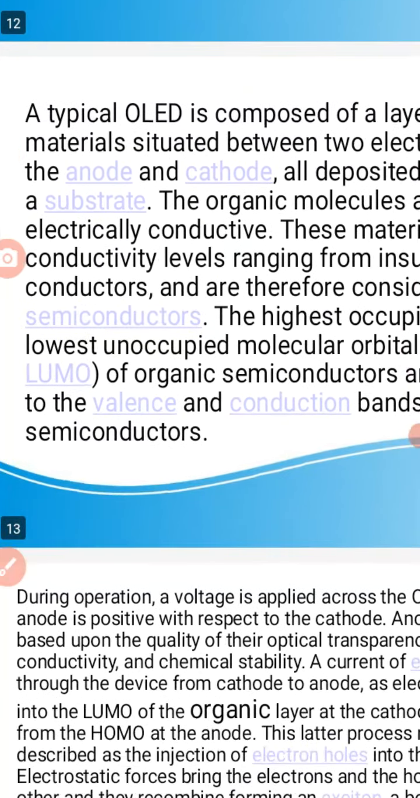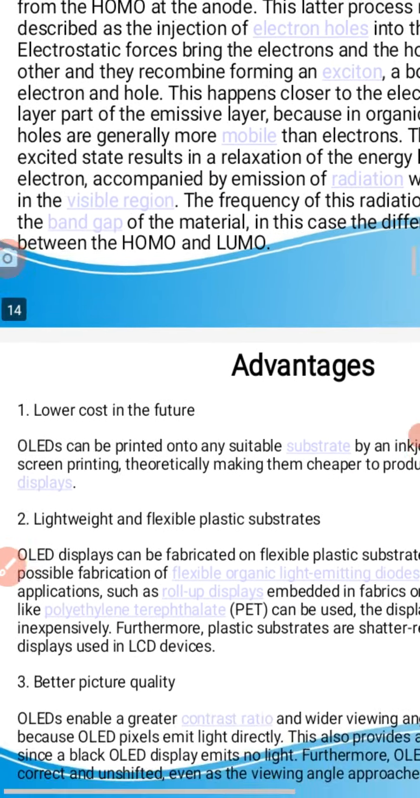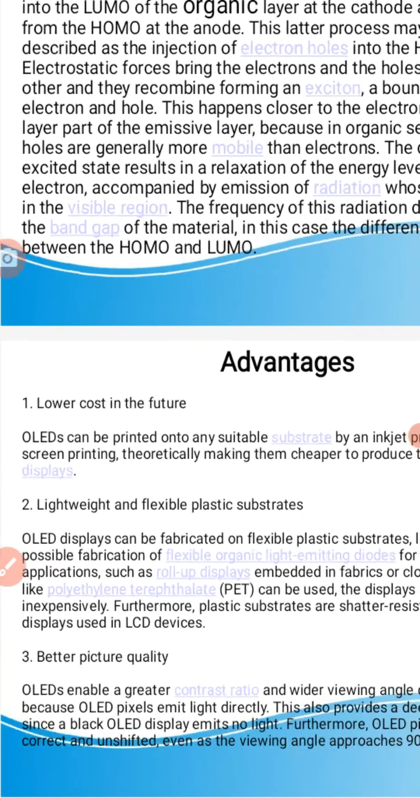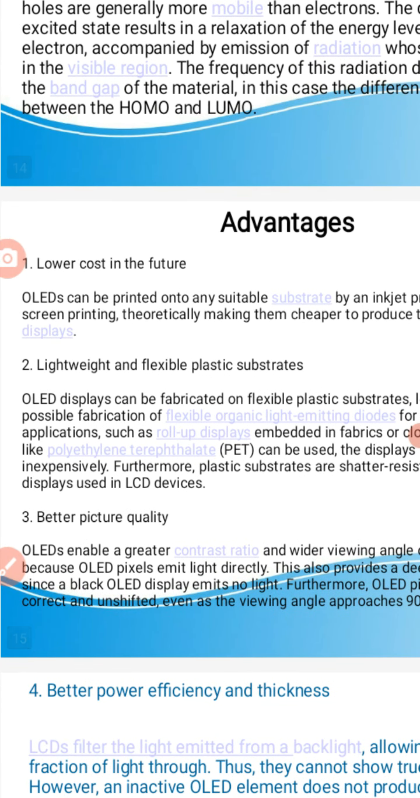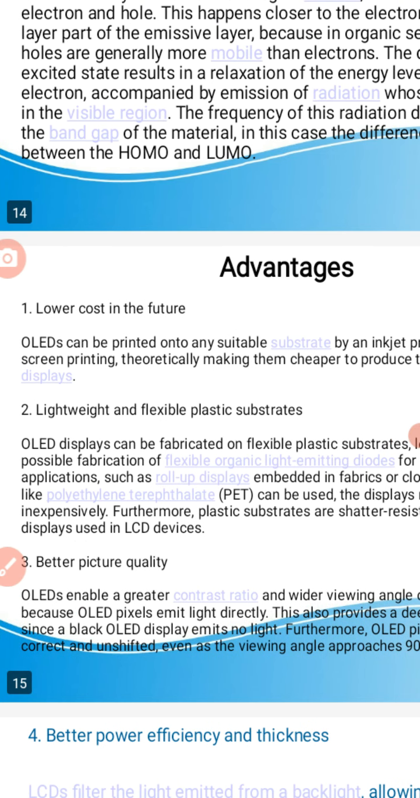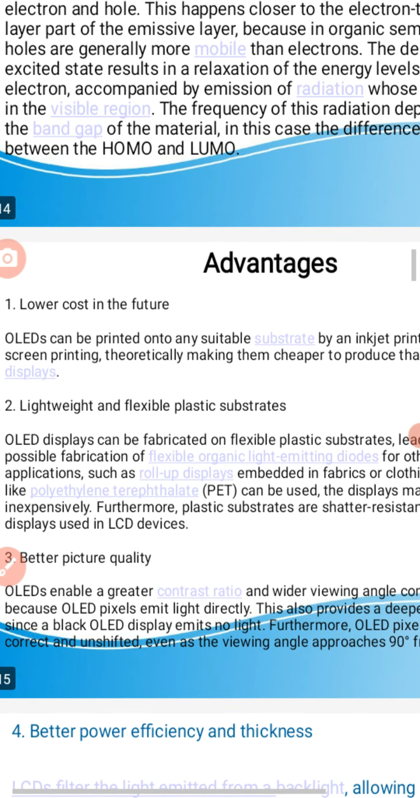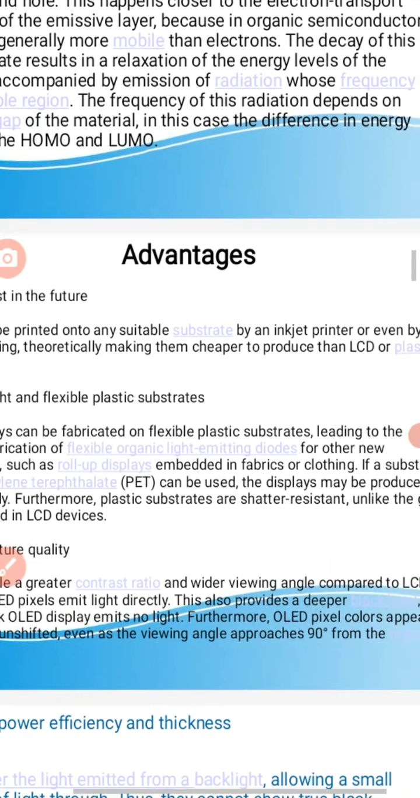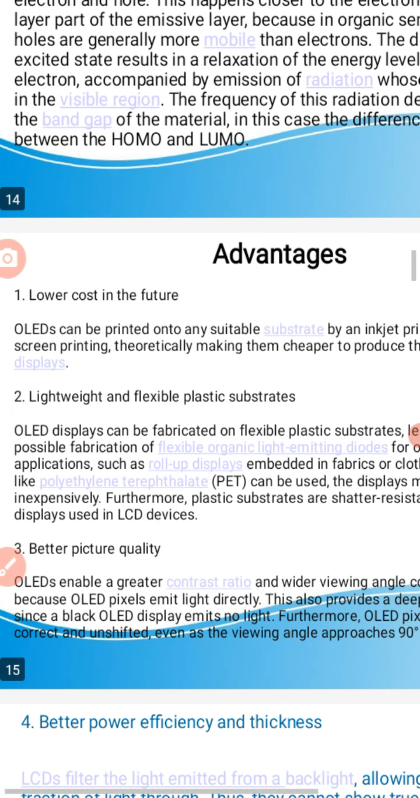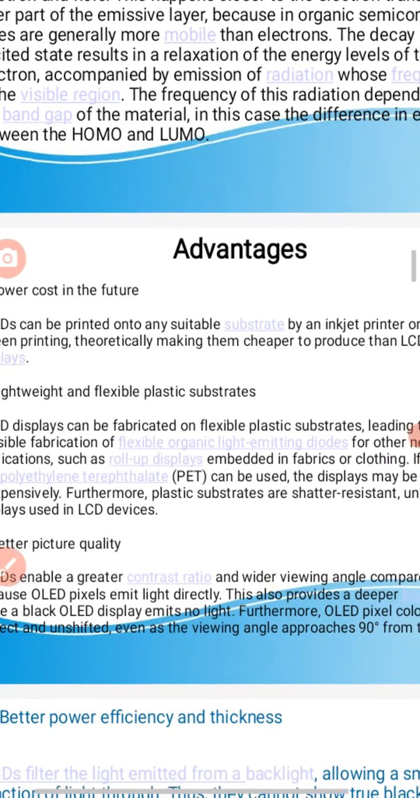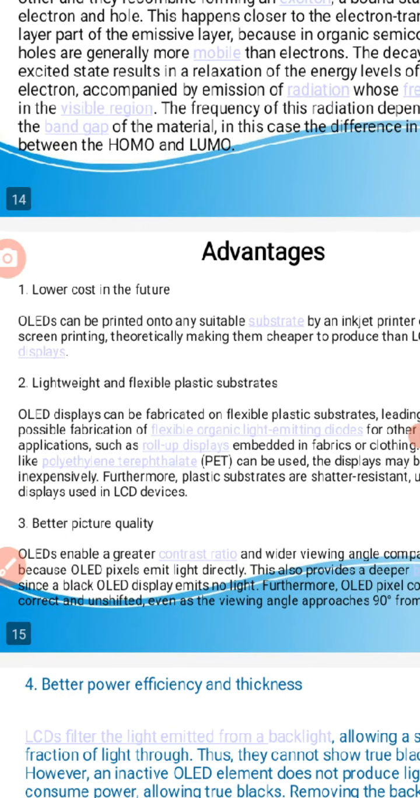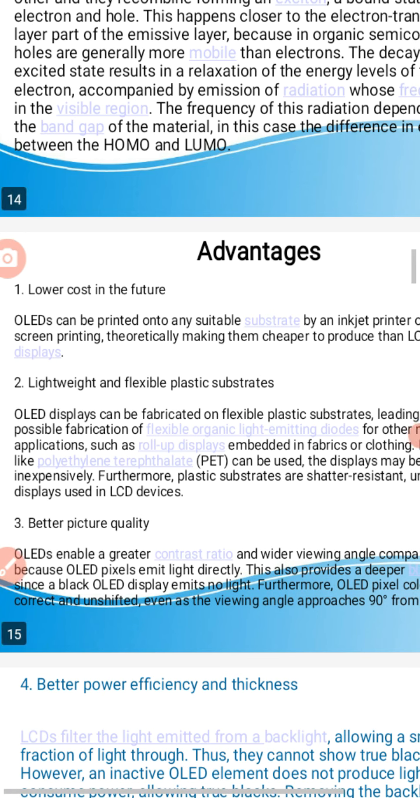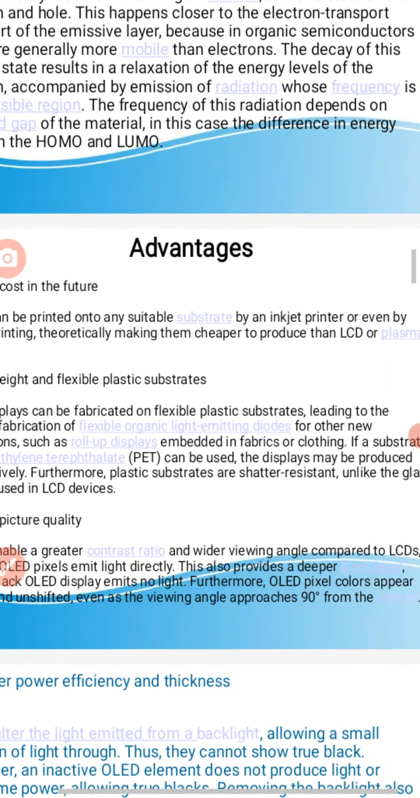Let us understand the advantages of OLED. First advantage of OLED is lower cost in the future. Second advantage is lightweight and flexible plastic substrate. OLED displays can be fabricated on flexible plastic substrate, leading to the possible fabrication of flexible organic light emitting diodes for further applications, such as roll-up displays embedded in fabrics or clothing.